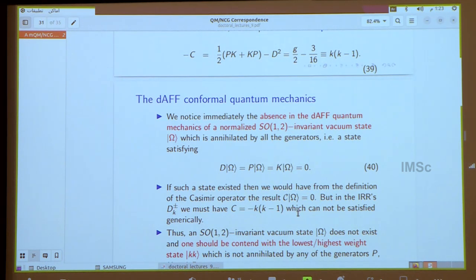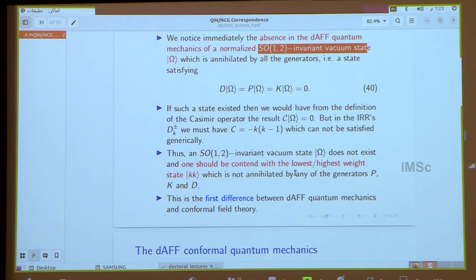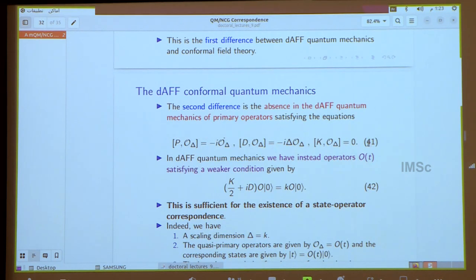So two remarks here are in order. First of all, this DAFF quantum mechanics does not include an SO(1,2) invariant vacuum state. I don't have a state satisfied by this equation. And second of all, this quantum mechanics does not include primary operators in the usual sense. All I have are operators satisfying equation 42. Yet that is sufficient to reproduce all bulk operators. So the boundary correlators computed using this quantum mechanics are precisely those computed in the bulk.